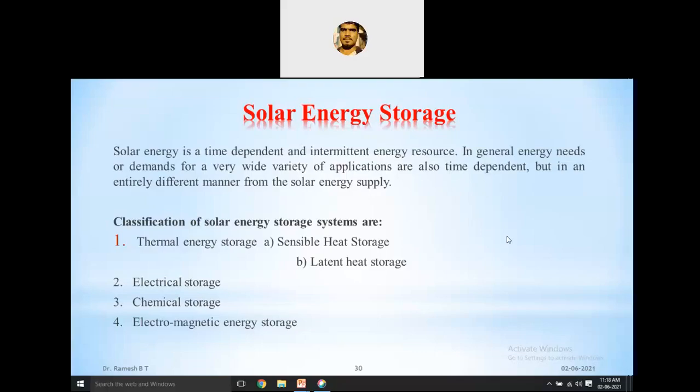So solar energy is time dependent. We already know that it is a time dependent and intermittent energy resource. It depends on the time and it is not continuously available. In general, the energy needs or demands of a very wide variety of applications are also time dependent, but in an entirely different manner from the solar energy supply.